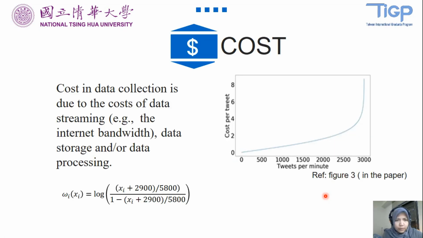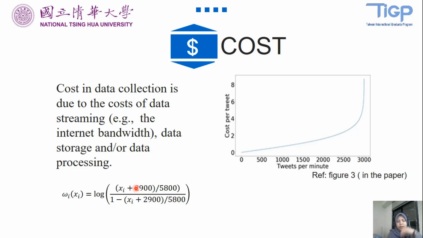So we will talk about the cost. Cost in data collection is due to the cost of data streaming, for example the internet bandwidth, or even the price that we have to pay for the streaming API, the data storage, and the data processing, because these costs are proportional to the volume of the data obtained. To keep their model simple, they aggregate the different costs and call the overall cost wi, where i is the search term index. They let xi be the number of tweets retrieved in a minute by searching the i-th search term, and the cost wi is a function of the amount of data.